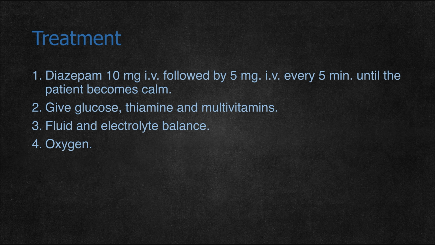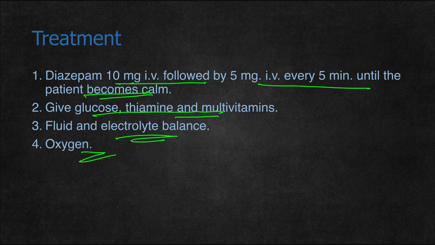Treatment: usually 10 milligram IV followed by 5 milligram every 5 minutes until the patient becomes calm is provided. Glucose, thiamine and multivitamins are given to drug addicts. Fluid and electrolyte balance and oxygen therapy are given.